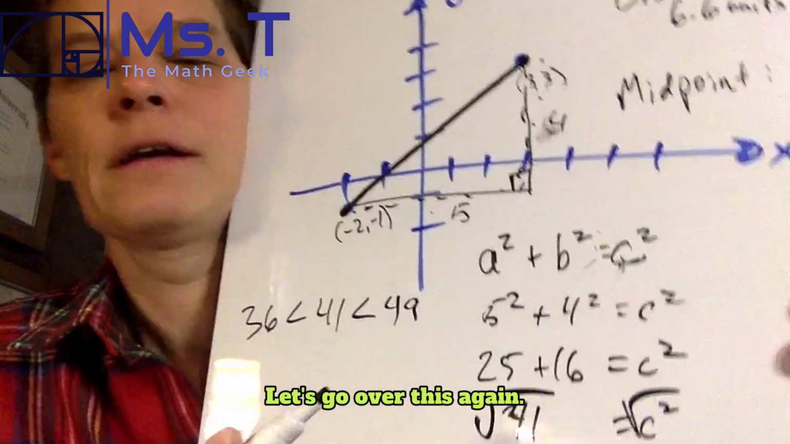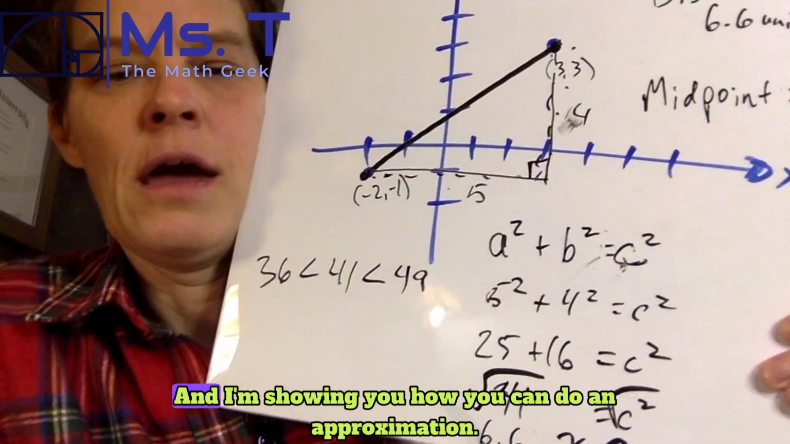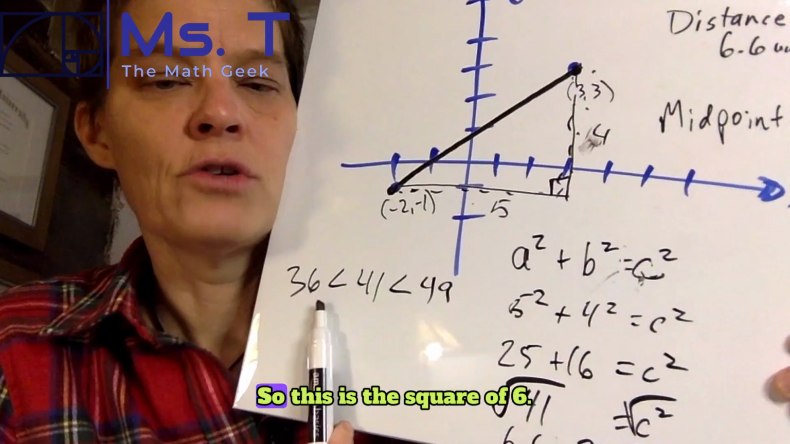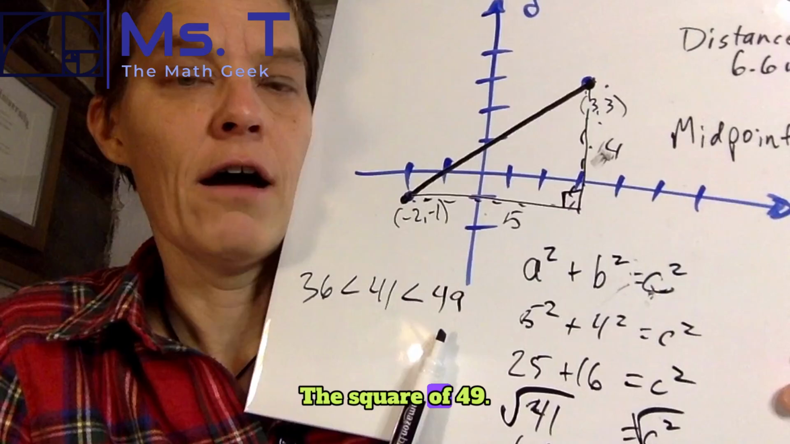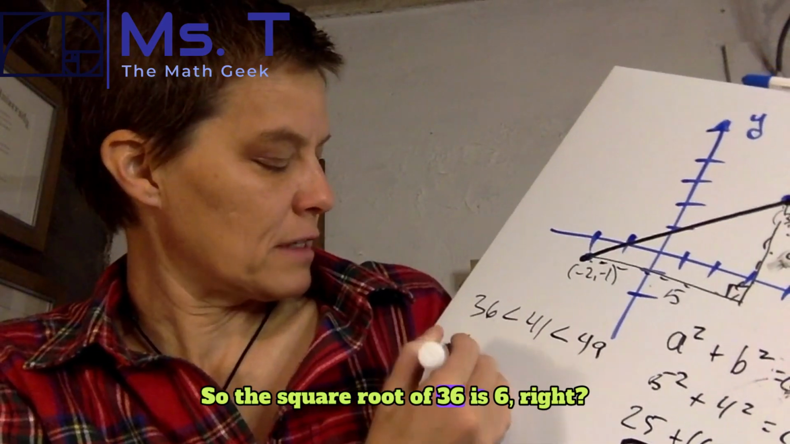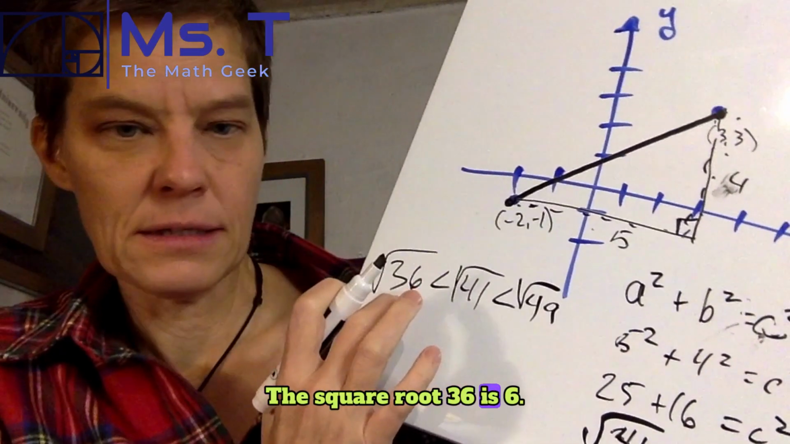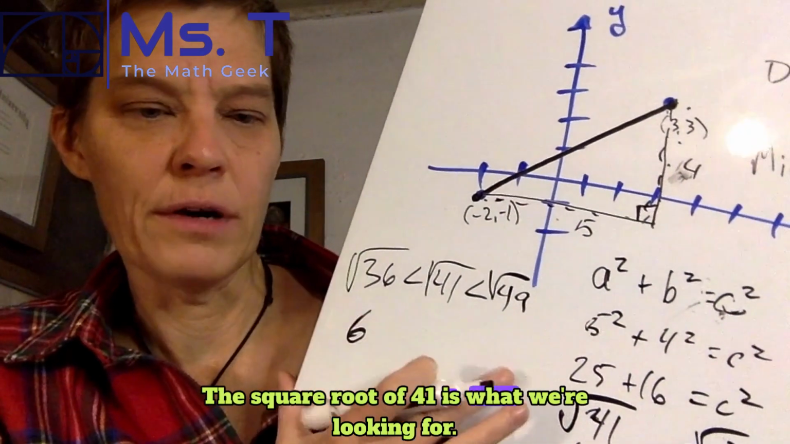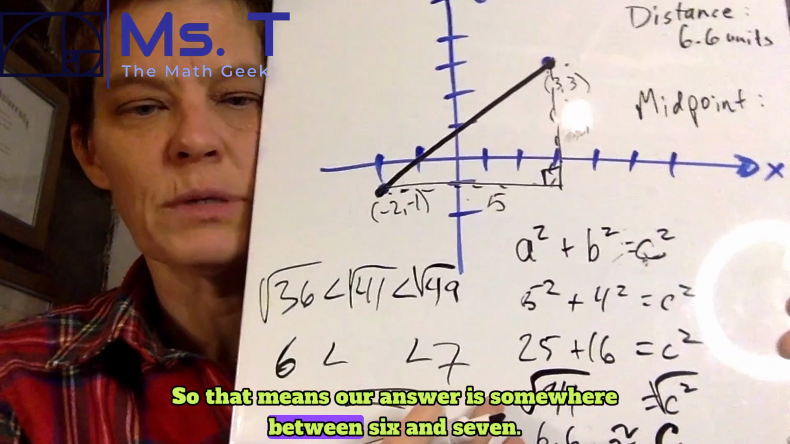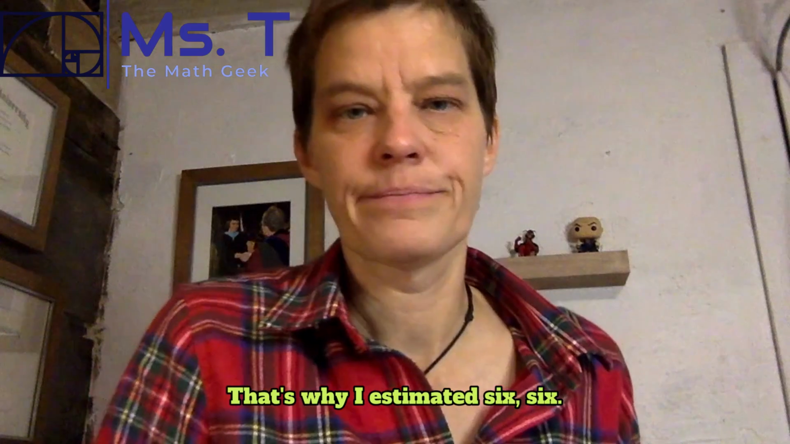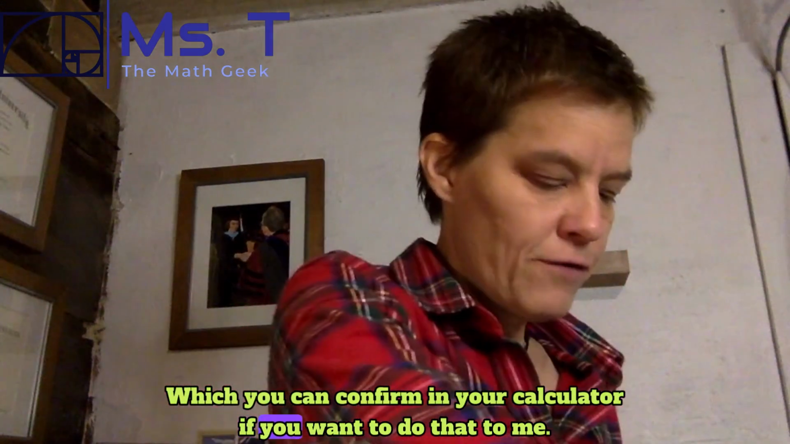Let's go over this again. We want to find the square root of 41, and I'm showing you how you can do an approximation. So this is the square of 6, the square of 49. The square root of 36 is 6, right? The square root of 41 is what we're looking for. The square root of 49 is 7. So that means our answer is somewhere between 6 and 7. That's why I estimated 6.6, which you can confirm in your calculator if you want to.